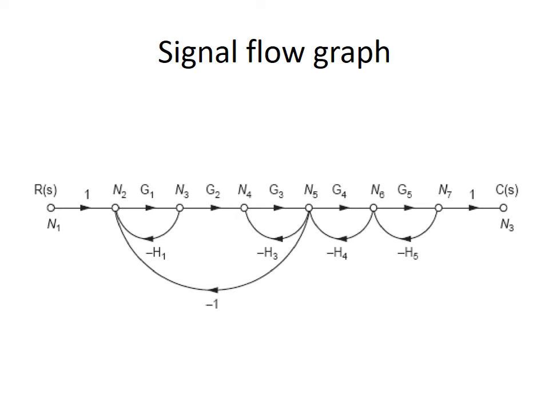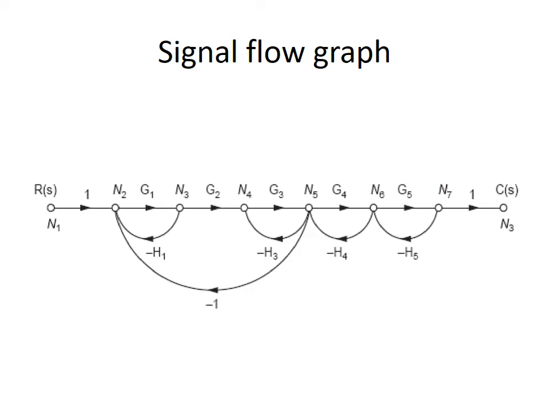So this problem covers almost all the definitions I have given. In this diagram you have the individual loops, that is, G1 minus H1, similarly G3 minus H3, similarly G4 minus H4, and again G5 minus H5, and again G1, G2, G3 minus 1. So these are the individual loop gains you have.